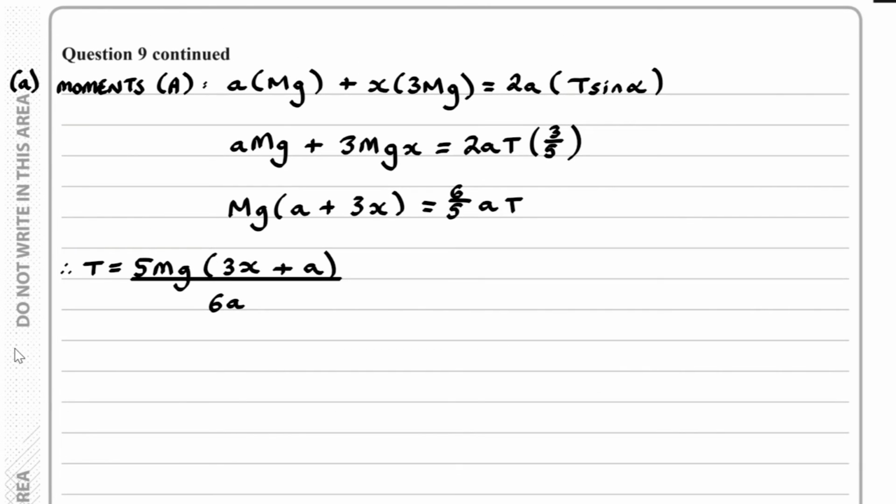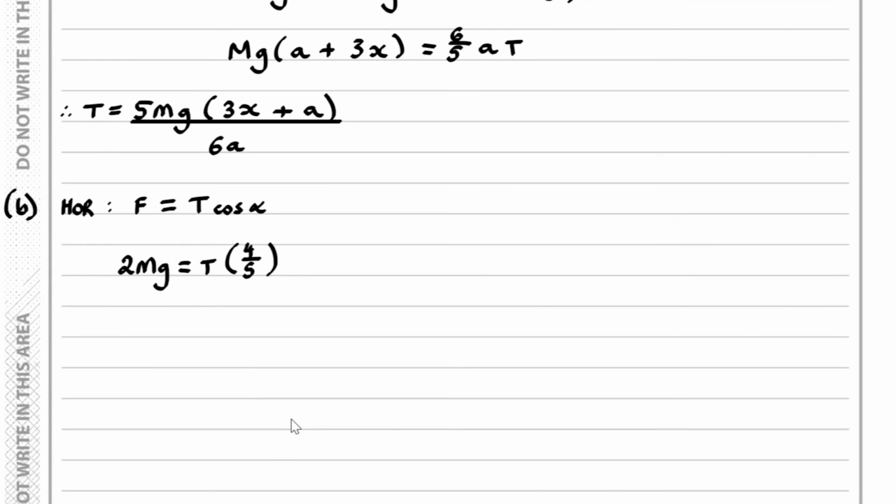So for part B of the question, if I resolve horizontally, I've got f equals t cos alpha. So I've got 2 mg equals t times by 4/5. And so therefore, t is equal to 5 mg over 2. And I also know what t is. That's the result we see here.